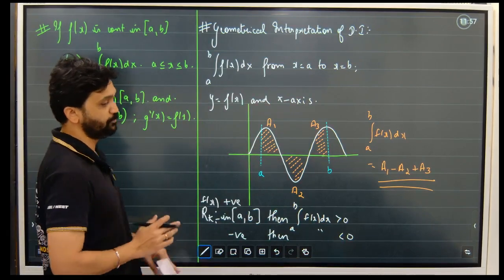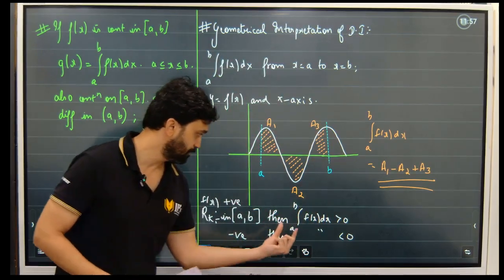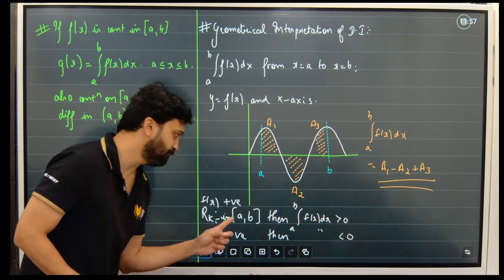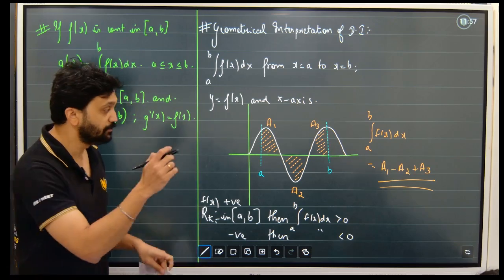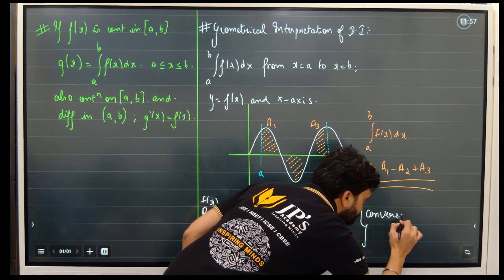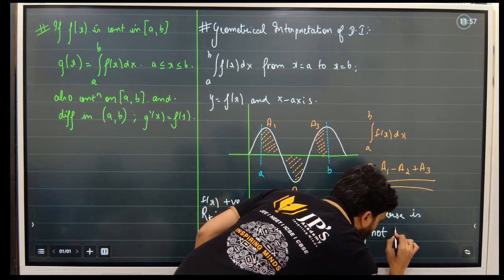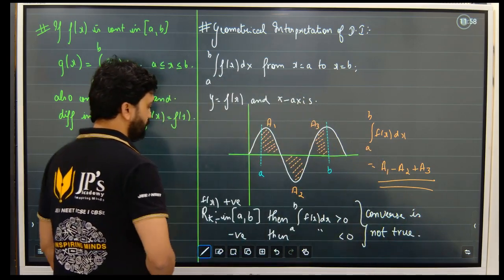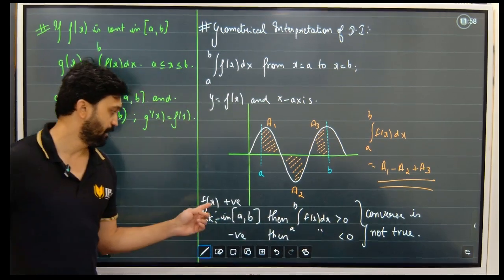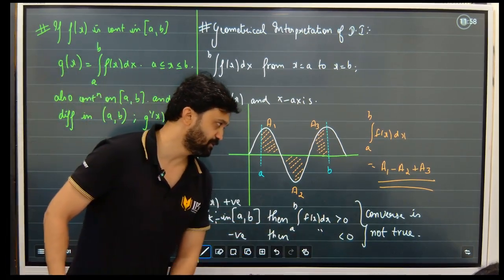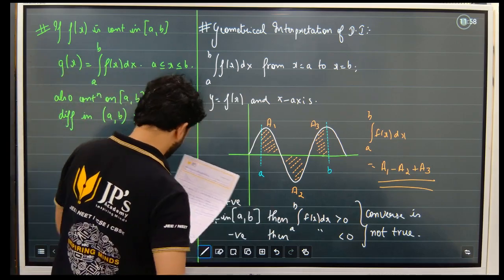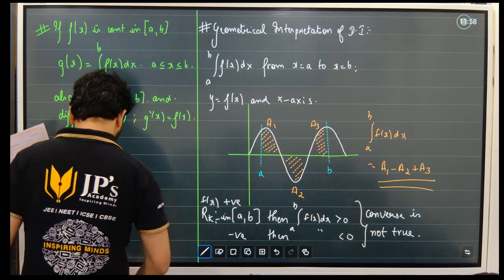So remember this, if f of x is positive in closed interval a comma b, then its integration from a to b f of x dx will also be positive. If f of x is negative, then its area will also be negative. But the converse is not true. Remember this, the converse is not true. Remark is basically: if f of x is positive then integration a to b f of x dx is also positive, and if f of x is negative then integration a to b f of x dx is also negative. This is possible, but the converse of this will not be true. Remember this, okay?